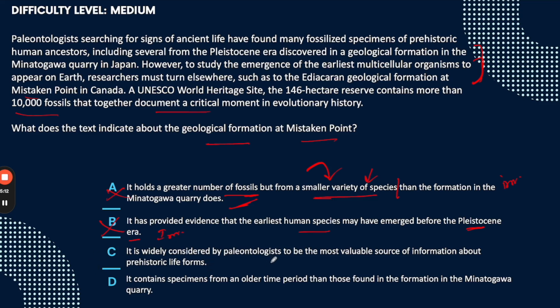C. It is widely considered by paleontologists to be the most valuable source of information about prehistoric life forms. Now, is this the most valuable resource for prehistoric life forms or not? I don't know. I mean, look at the first sentence. They talked about prehistoric human ancestors. They got a lot of these fossilized specimens from some other location. But this particular place in question, the Mistaken Point geological formation, this is the place for the earliest multicellular organisms. But is this the place for prehistoric life forms? I don't know about that. Is this the place for the most valuable source of prehistoric life forms? I don't know about that.